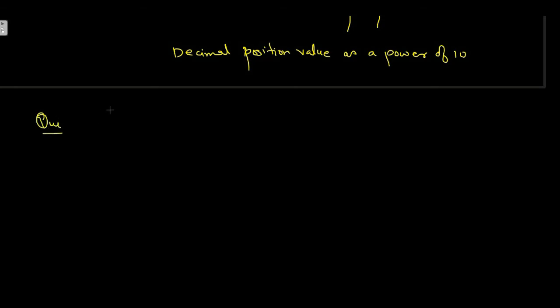Represent decimal number 98.72 in the power of 10. This is a question. We represent this decimal number in power of 10. So we consider this as n equals 98.72.